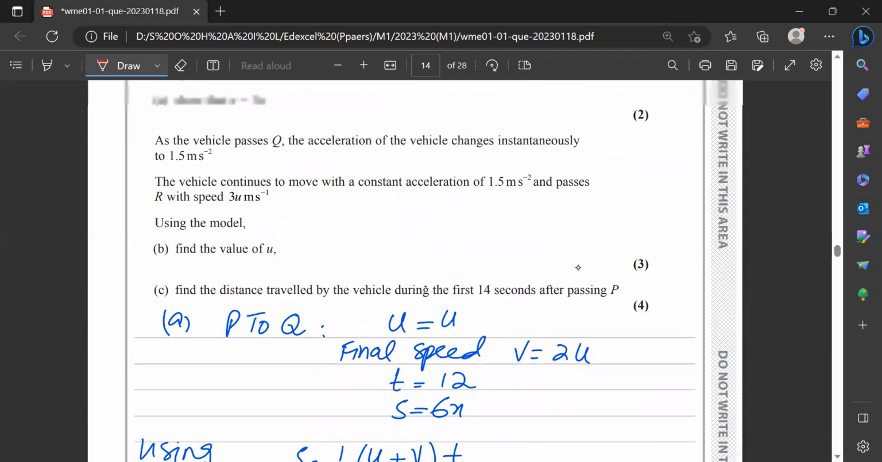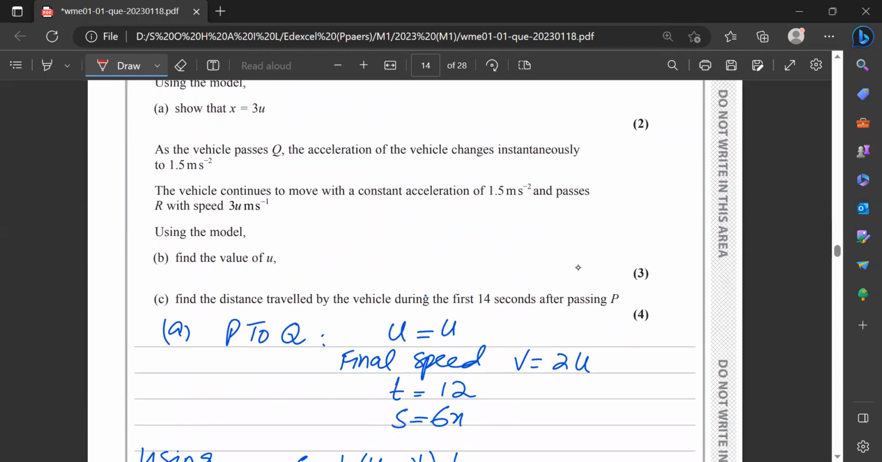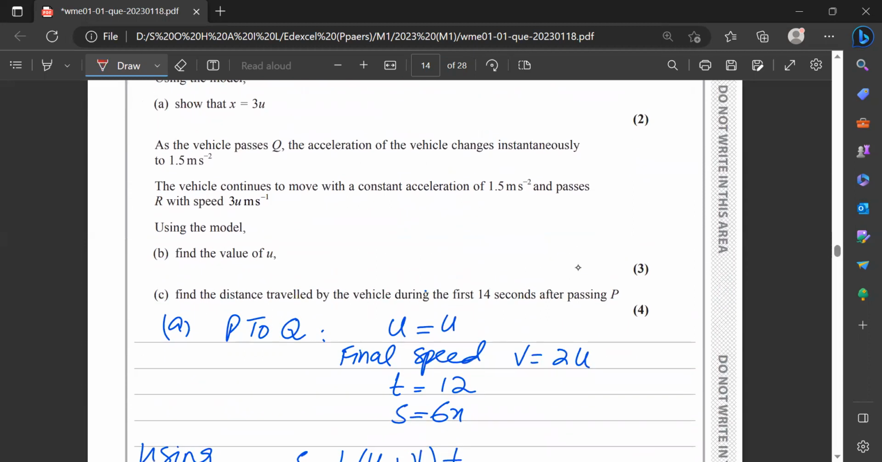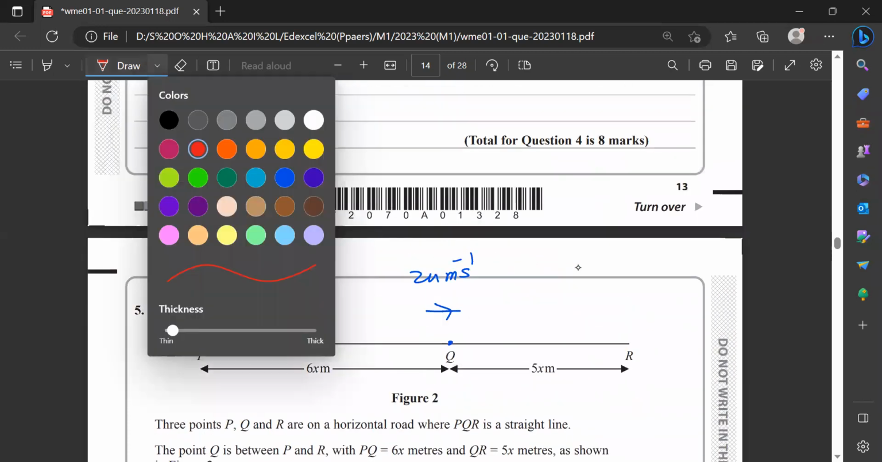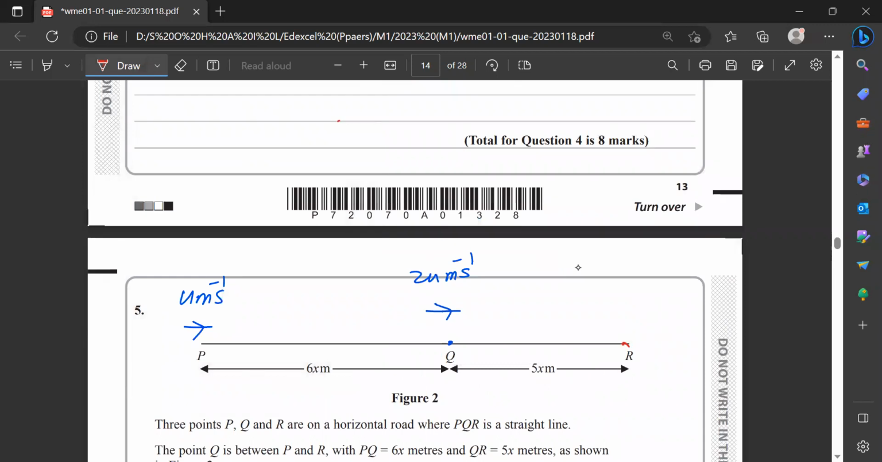Second part is, as the vehicle passes Q, the acceleration of the vehicle changes instantaneously to 1.5 meters per second squared. The vehicle continues to move with the constant acceleration 1.5 meters per second squared and passes R with a speed of 3u. So 1.5 is the acceleration for this motion, and it reaches here with 3u meters per second.